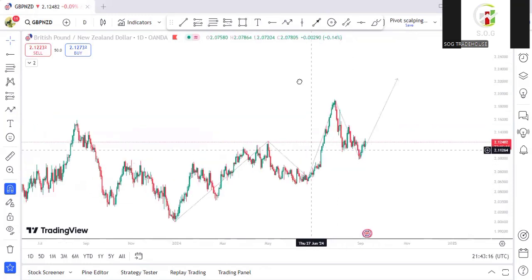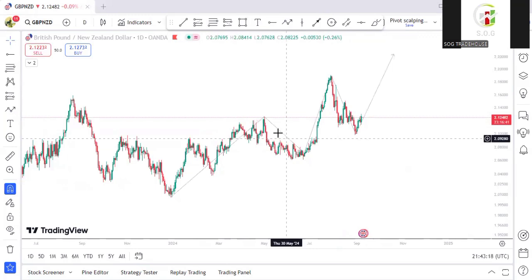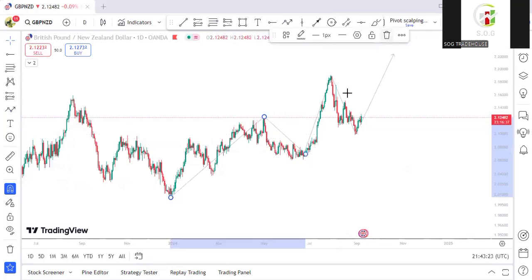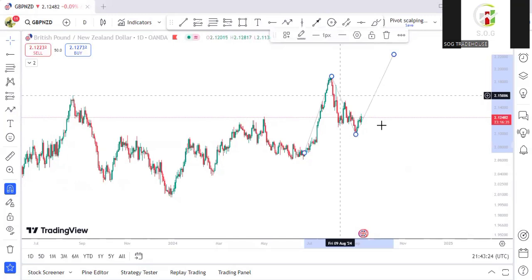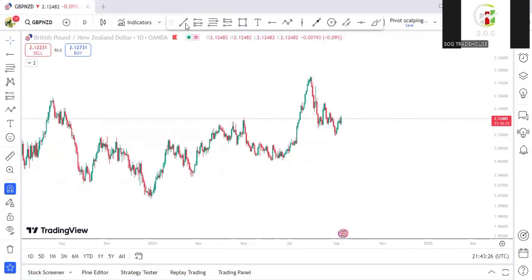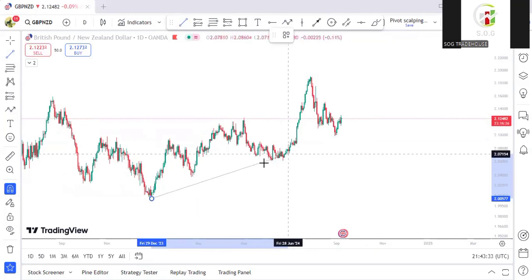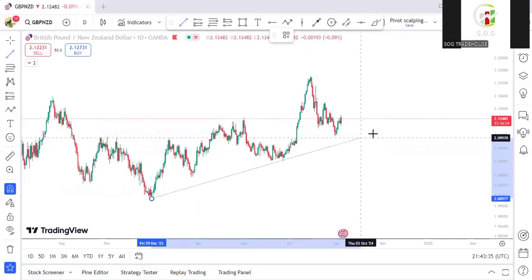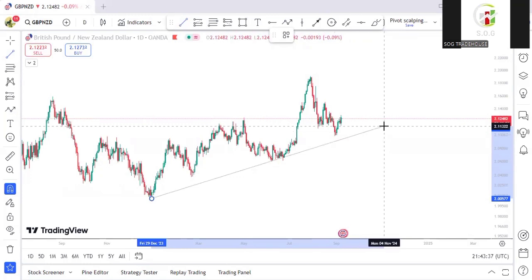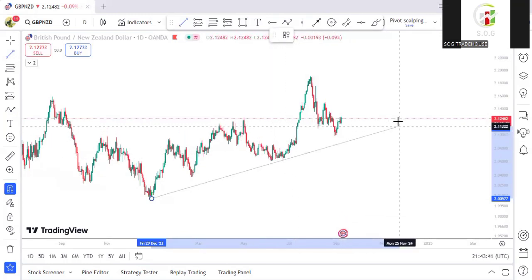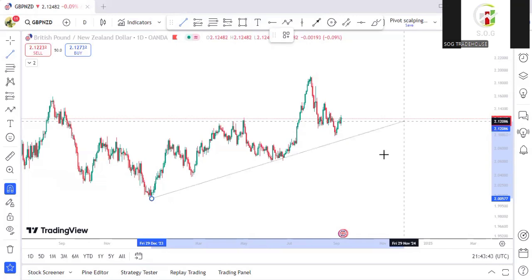So the first thing we do is connect our trend line, but before then, let's delete this markup to make our charts clean. So let's connect our trend lines on the lows. There's the first low, there's the second, okay, there's the second low, there's the third, the third low.